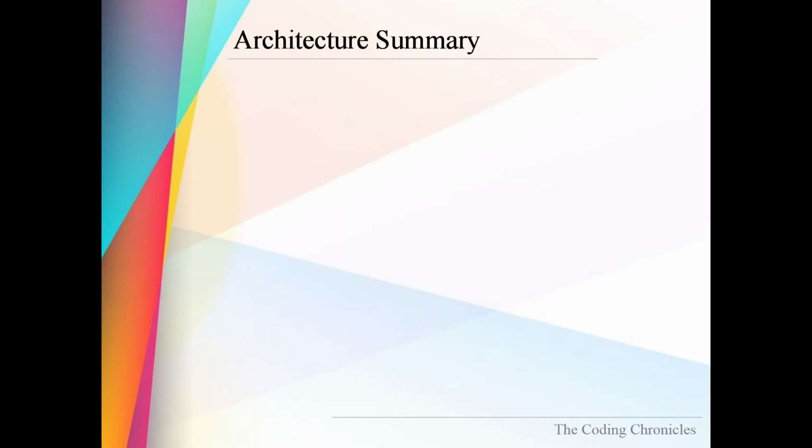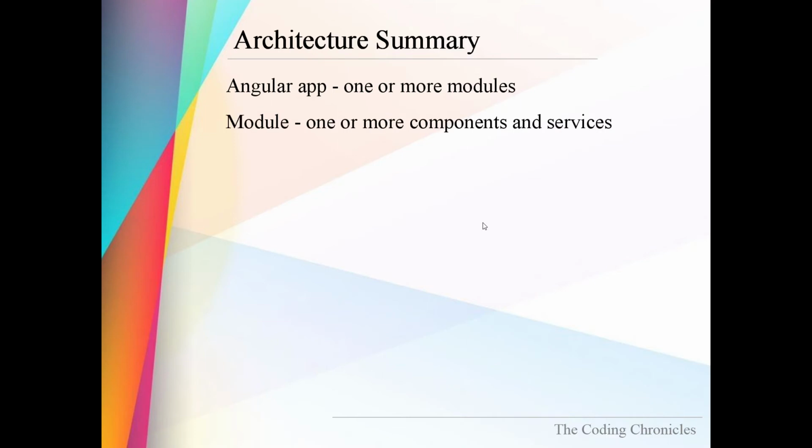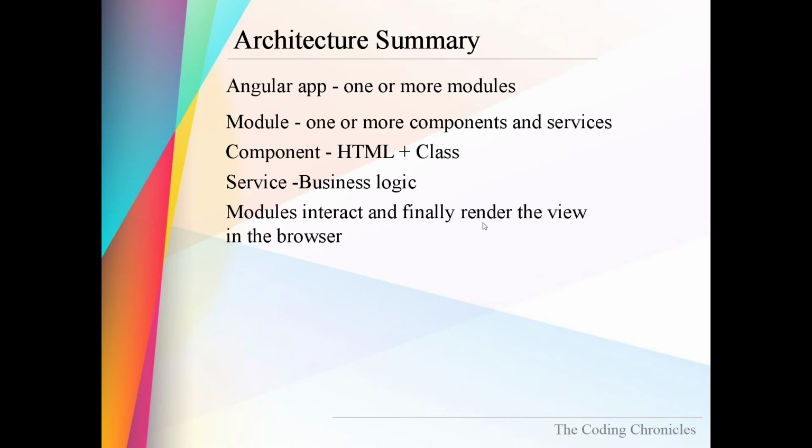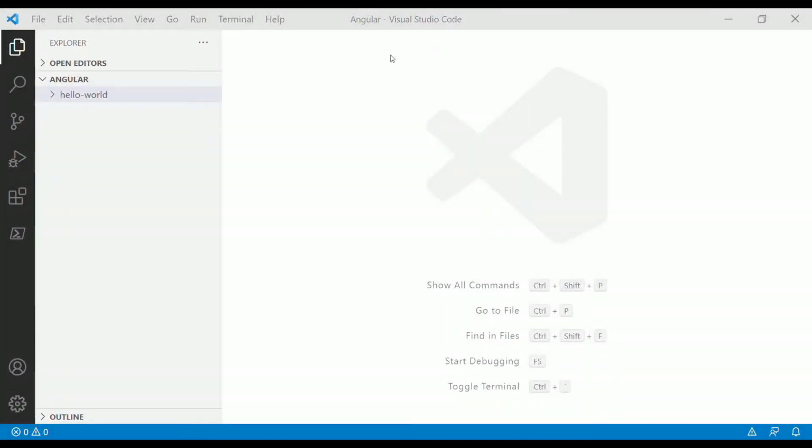So to summarize the architecture, an Angular app contains one or more modules. Each module contains one or more components and services. Each component is a combination of HTML template and a class that controls the logic for the particular view. Services are those which contain the business logic. The modules are exported and imported so that they could interact with each other and finally get rendered in the browser. Now let's open the Visual Studio Code in the project folder hello-world.